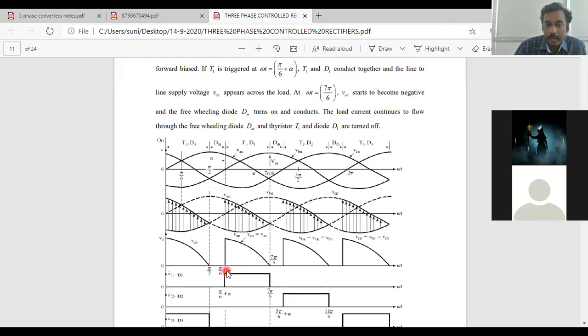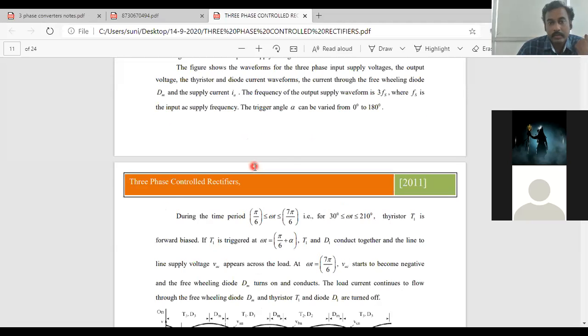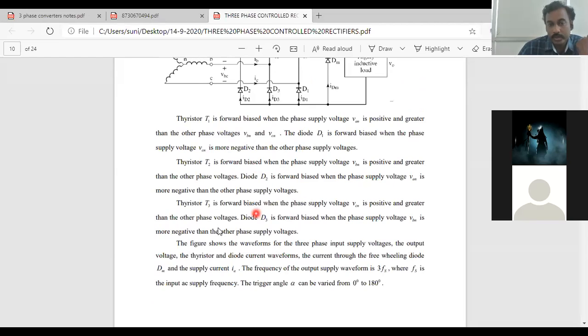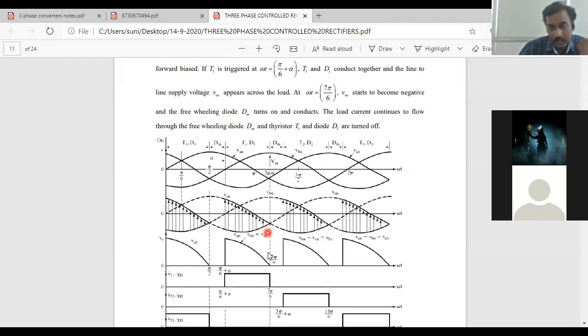This waveform, from pi by 6 plus alpha to 7 pi by 6, has the conduction provided by T1 and D1. Sorry, T1 and D1, not D1 and D2. When T1 and D1 are in conduction, you have VAN and the phase C voltage VCN. Those are the phase voltages, and the resultant of those two is VAC, which is this particular magnitude. Then for the other conduction, T1 and D2 are going to have the conduction provided.